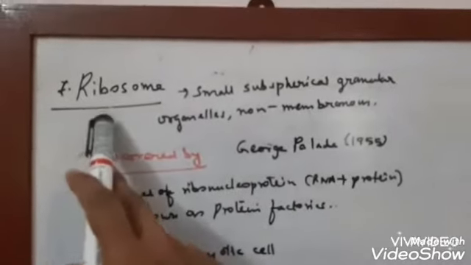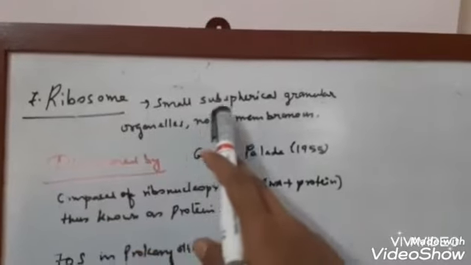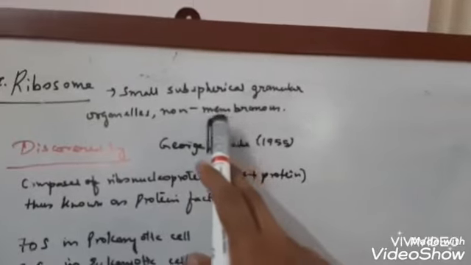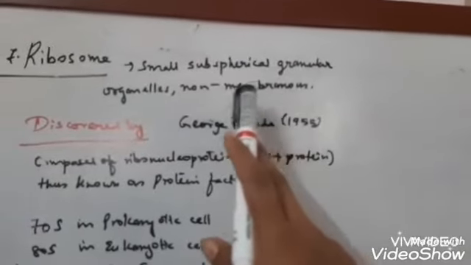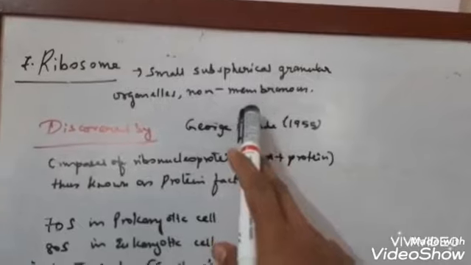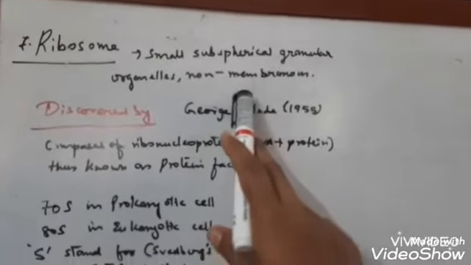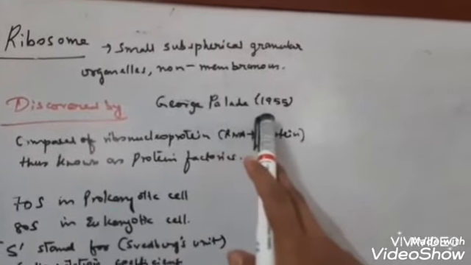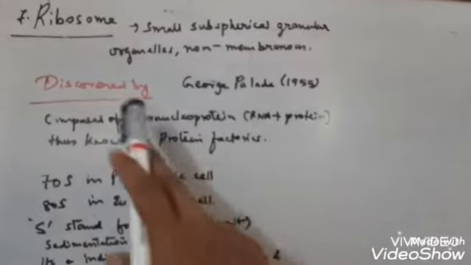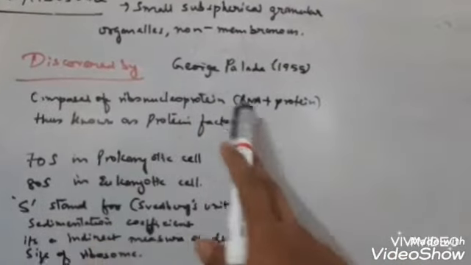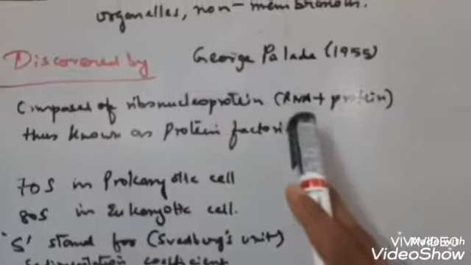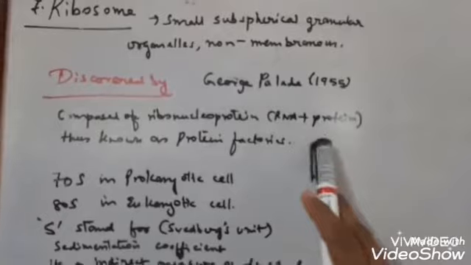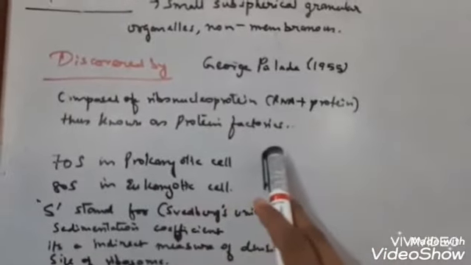Next comes the ribosome. Ribosomes are very small subspherical granular organelles which are non-membranous. Remember, ribosomes do not have any membrane and they are produced in the nucleolus and come out from the nuclear pore into the cytoplasm through RER. It was discovered by George Palade in the year 1955. These ribosomes are composed of ribonucleoprotein. Ribonucleoprotein means RNA plus protein. As they are composed of RNA and protein, they are known as protein factories.